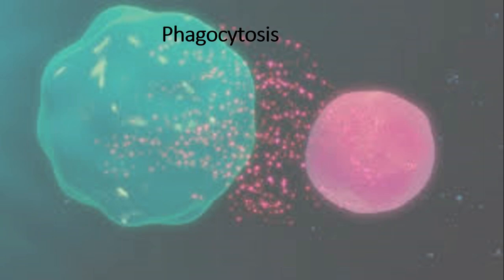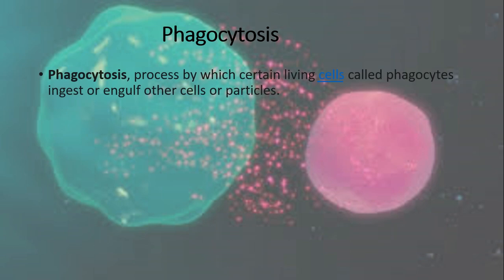So we said that the non-specific immune response includes inflammation. We already covered that part. And it also includes another very important process known as phagocytosis. Phagocytosis is a process carried out by certain living cells, which we call phagocytes. These phagocytes, as we said before, are either monocytes or granulocytes. The granulocytes, as we said before, are the eosinophils, basophils, and neutrophils.